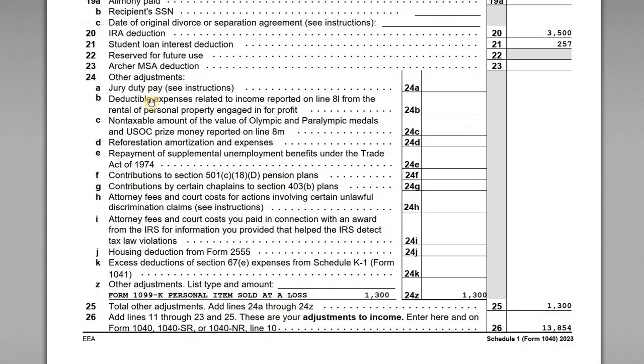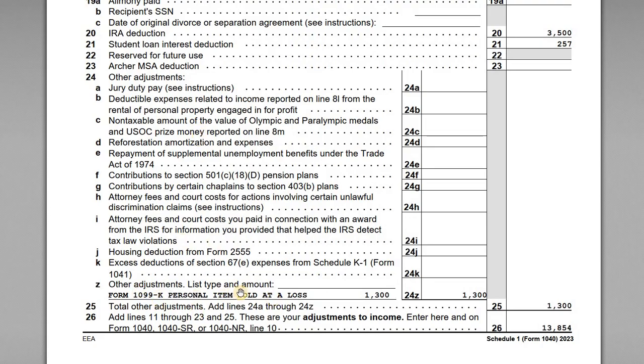And then line 24, kind of a catch-all for any other adjustments. So if you've got some of these really unique items, frankly, we don't see them too often, like reforestation, amortization, and expenses, certain types of pension plans, or attorney fees and court costs because you're litigating an unlawful discrimination claim case. You can see there are quite a few unique ones, not too common in practice, but it's always a good idea to read the form instructions and check your individual circumstances to see whether or not they apply.